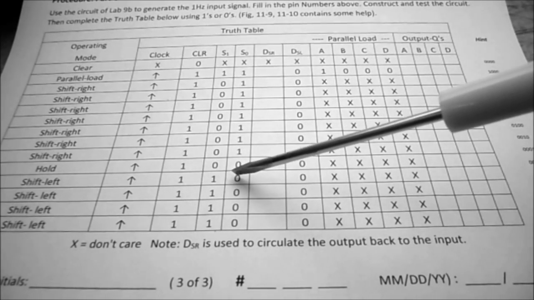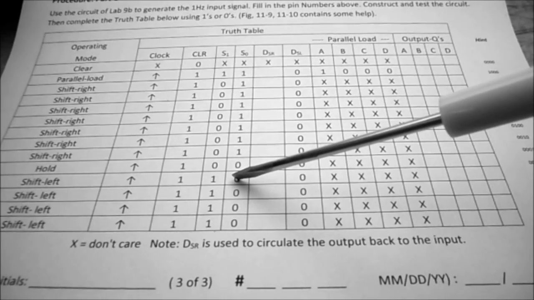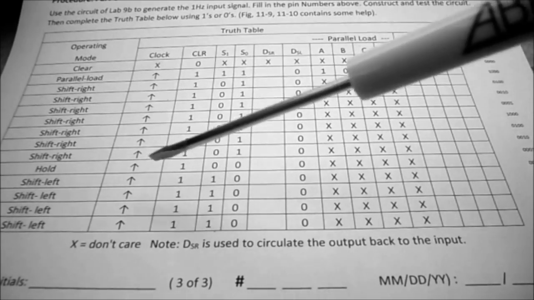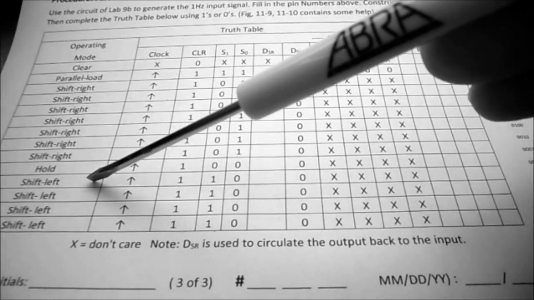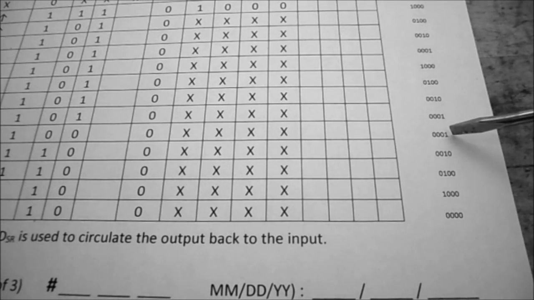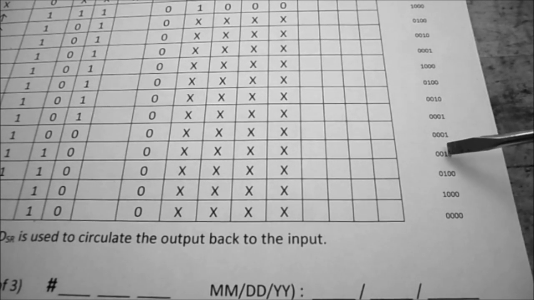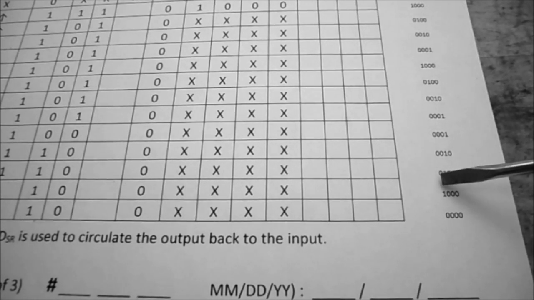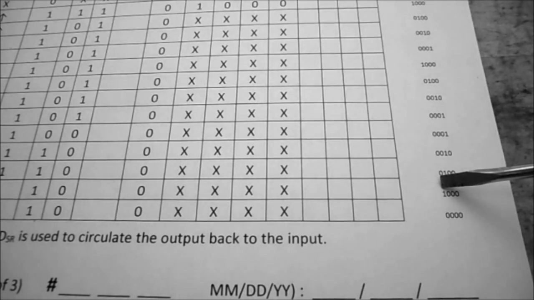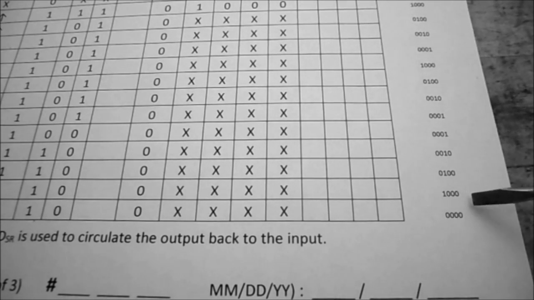Then we're going to put S0 at 0 and S1 at 1, and it should start shifting left. So on the hint here, it was in the rightmost position. Now it should shift left one position, and then another position, and then another position. And then because we have the data for shift left at 0, the next clock pulse it should shift in a 0 for us.